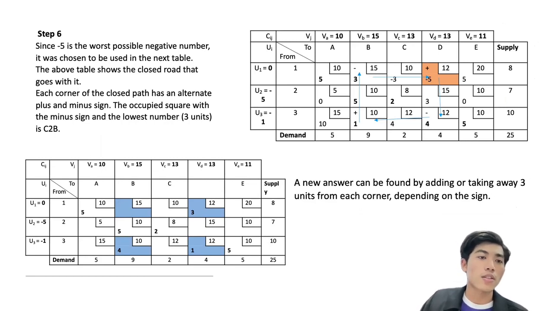Next step, since -5 is the worst possible negative number, it was chosen to be used in the next table. The above table shows the closed path that goes with it. Each corner of the closed path has an alternating plus and minus sign. The occupied square with the minus sign and the lowest number, 3 units, is C2B.